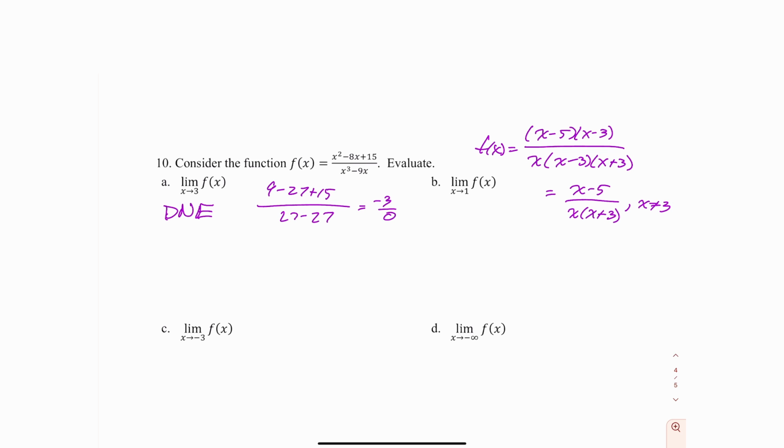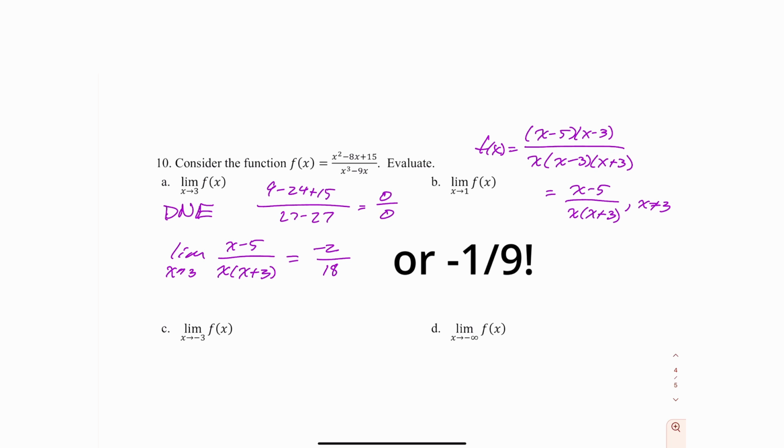So if I plug in 3 into the original, I get 9 minus 24 plus 15. This is 0 over 0. But now I know that I can actually do the limit as x approaches 3, because I've already done the simplification. So doing these problems on the fly, this is what happens. You get negative 2 over 3 times 6, negative 2 over 18. An answer.